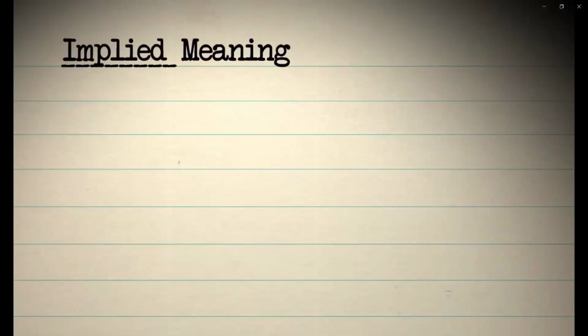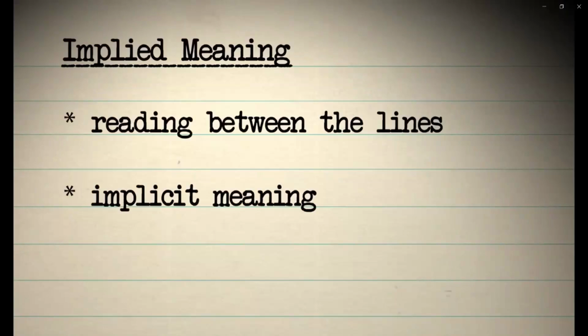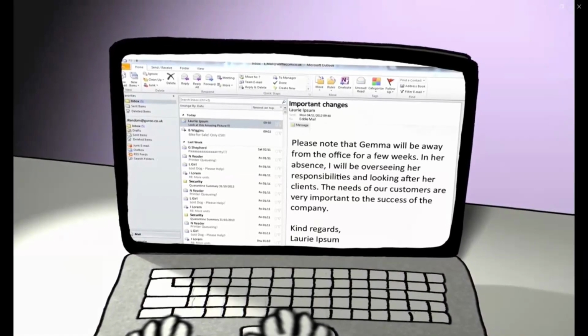Implied meaning is also known as reading between the lines, or implicit meaning. This is where the meaning is hidden and not obvious to the reader. The reader has to work out what is really being said. Let's look at this extract from an internal office mail.